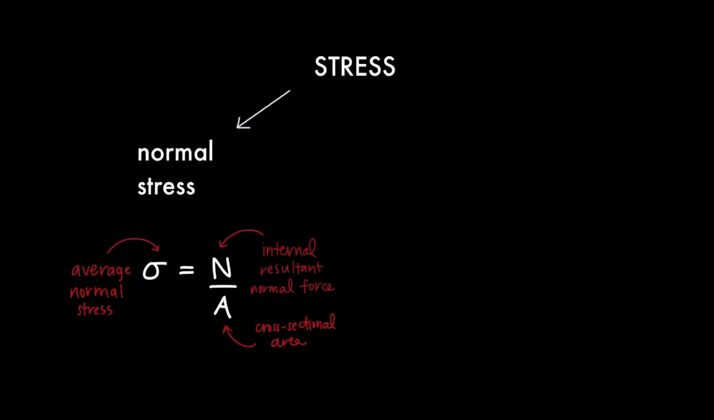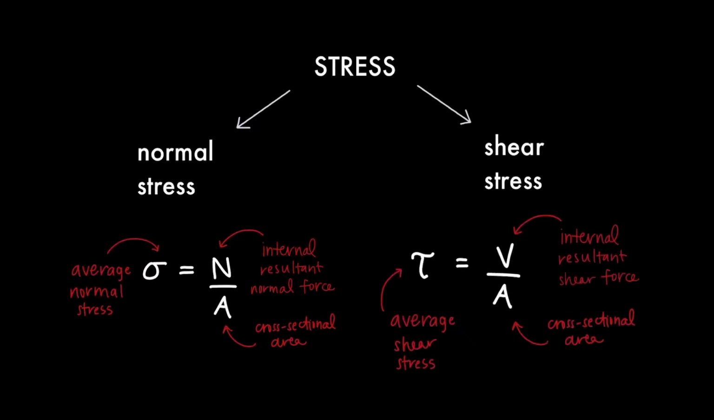The second type of stress is called shear stress, which results from a force that's applied parallel to the cross-sectional plane. The average shear stress can be written as tau equals V over A, where tau is the average shear stress, V is the internal resultant shear force, and A is again the cross-sectional area.